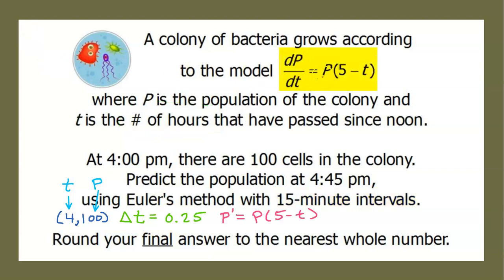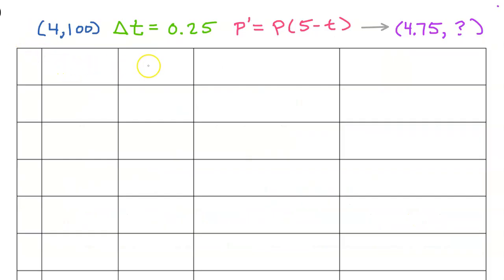We are given the derivative right here, so p prime is equal to p times (5 minus t). We are being asked to predict the population at 4:45 p.m. This is 4 3/4 of an hour. In other words, t equals 4.75. So we are being asked to take these 3 pieces of information and figure out what the population will be at t equals 4.75.